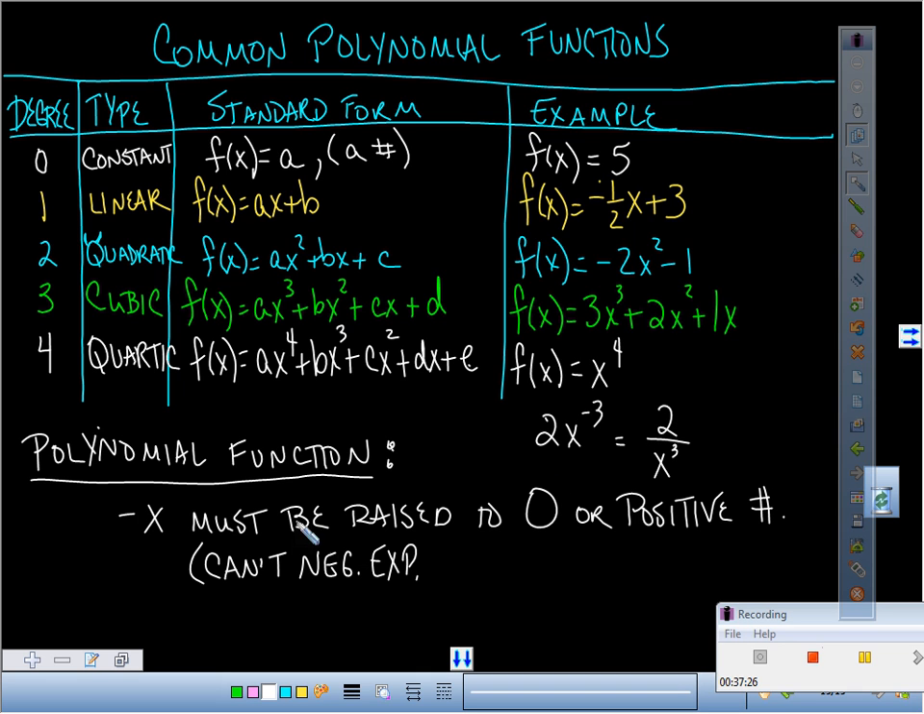So what I want you to think about is, even if someone just says x must be raised to a 0 or a positive number, what they're really saying is you can't have a negative exponent for x, which means the x's can't be where? That's exactly right. Can't be in the denominator.